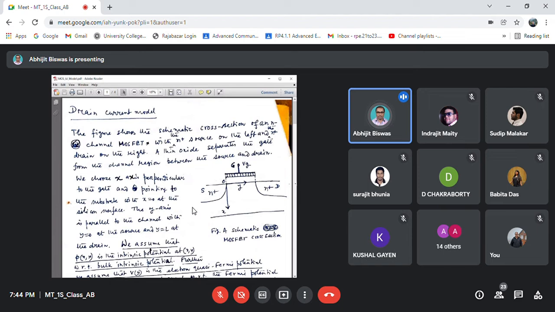If VG is above the threshold voltage, there will be a creation of the inversion layer at the interface, and on application of a positive drain voltage, there will be flow of electric current from drain to source through the channel.